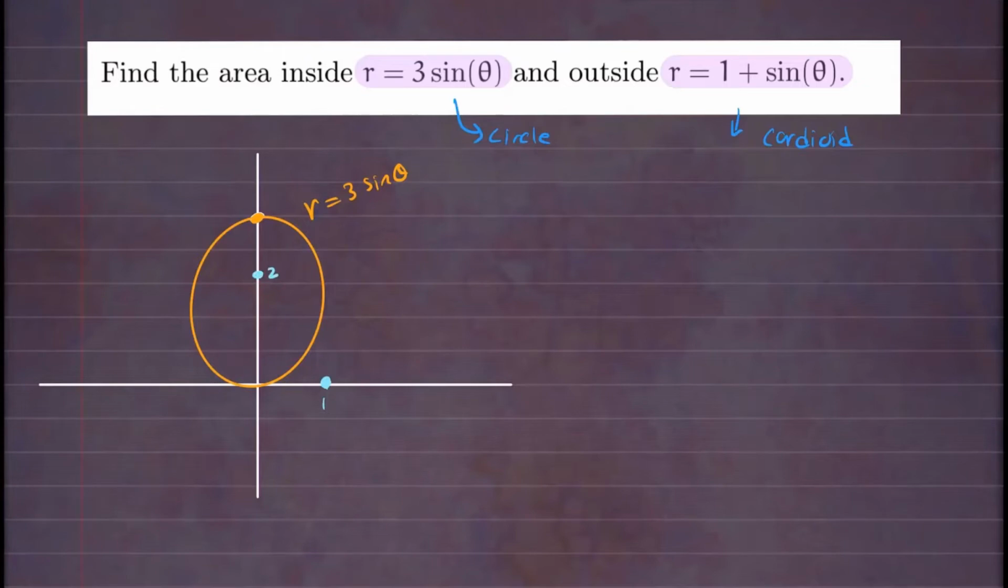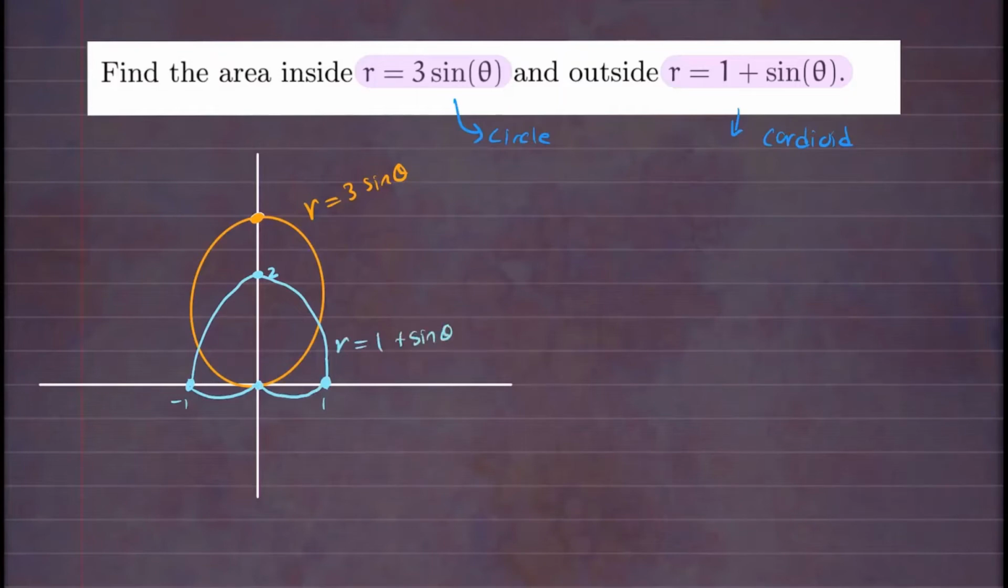And then when theta is pi, sine of pi is 0. So it's going to be at 1. So it'll look something like this. And then for 3 pi over 2, sine is -1. So 1 plus -1, that's going to be 0. And then for 2 pi, this is going to be back to 1. So that's the picture. So this is r equals 1 plus sine theta.